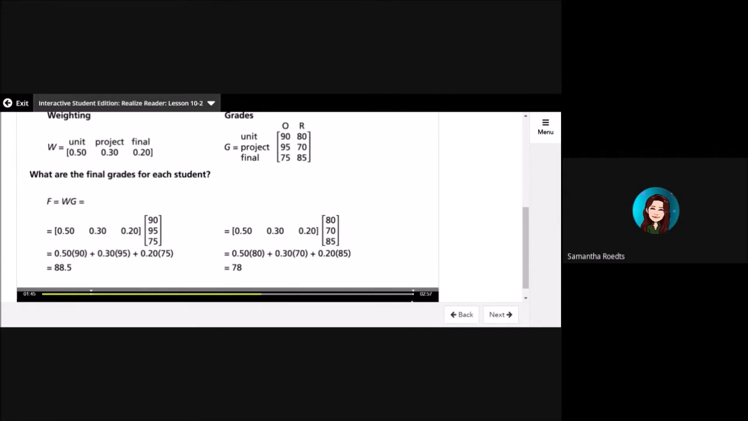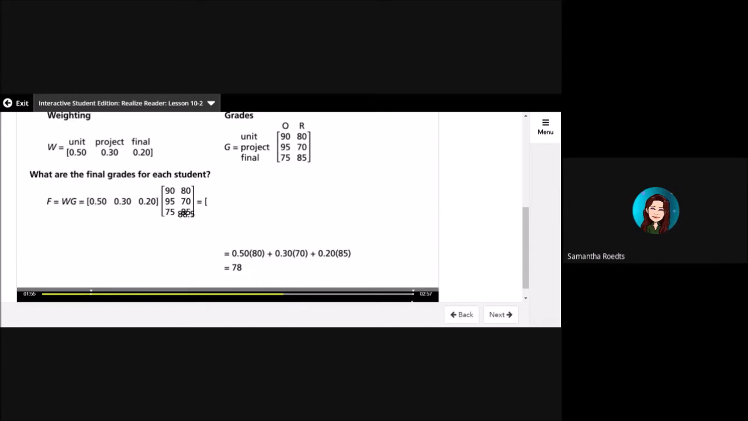These can be represented in a matrix F. Each element in matrix F is the sum of the products of the corresponding row elements in W multiplied by the corresponding column elements in G. Since 88 5/10 results from row 1 of W and column 1 of G, it is element a sub 1,1 of F. Similarly, 78 comes from row 1 of W and column 2 of G, so it is element a sub 1,2 of F. Then F will be a 1 by 2 matrix.